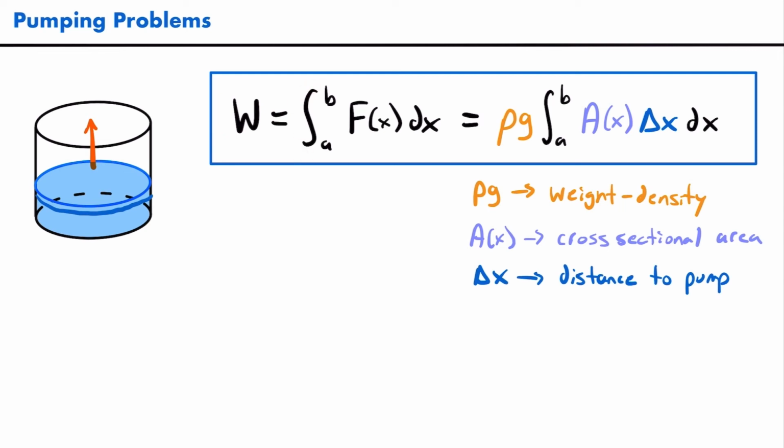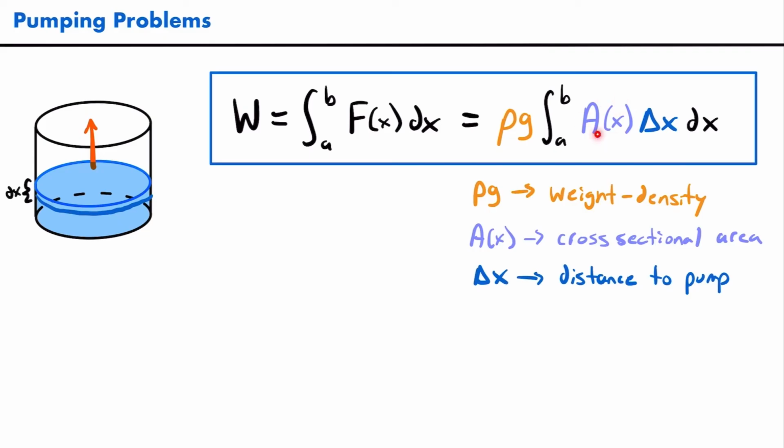Instead of having the integral from a to b of a force function times dx, we're going to have the following. We're going to have the density of our liquid times gravity, or together the weight density of that liquid, times the integral from a to b of the cross-sectional area of one of the slices of water times delta x, or the distance that that slice of water would need to travel in order to be pumped out of the tank, and then times dx, which would represent the height of the slice. Right, so if we're looking at our slice in the tank here, this thickness or this height would be dx.